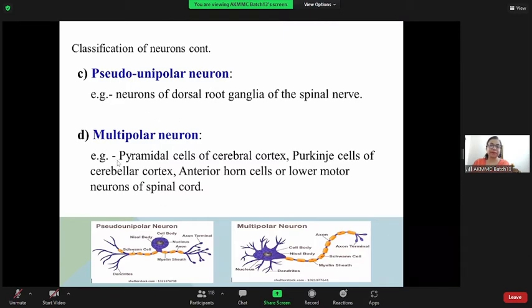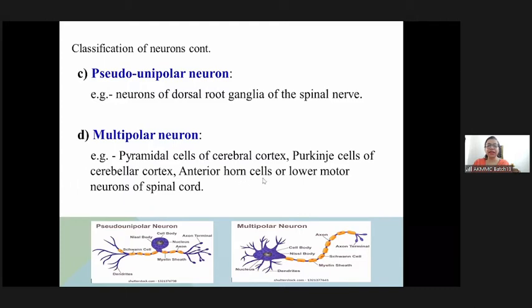And next one is multipolar neuron. These are the maximum neurons in our nervous system. You can see here a cell body, and some processes are coming out. These are dendrites, and this is the axon. Are they coming from only one pole or only two poles? No, ma'am. More than two, aren't they? Yes, ma'am. That's why these are multipolar neurons.